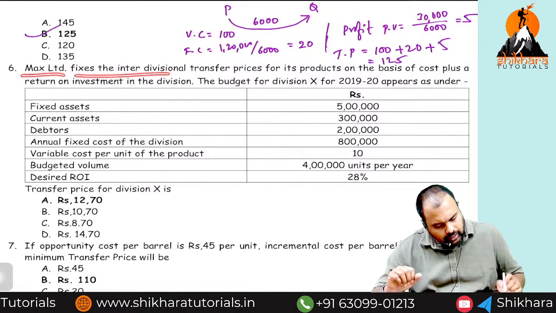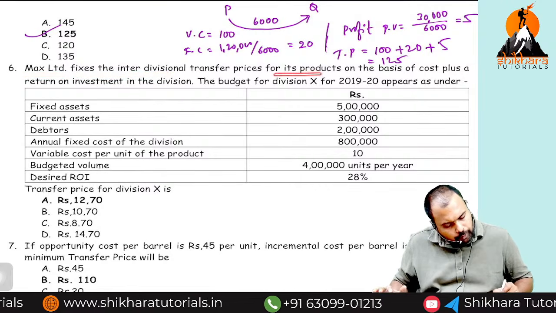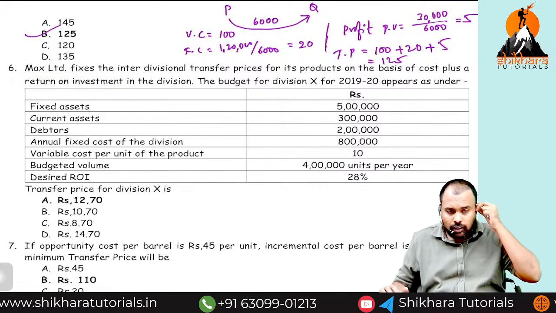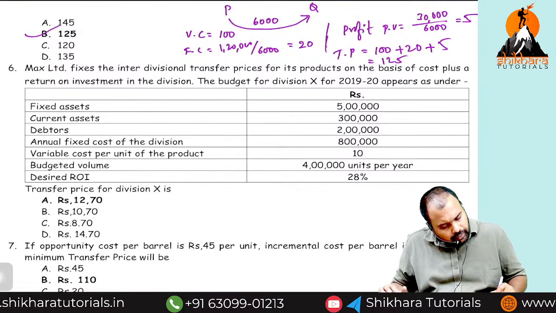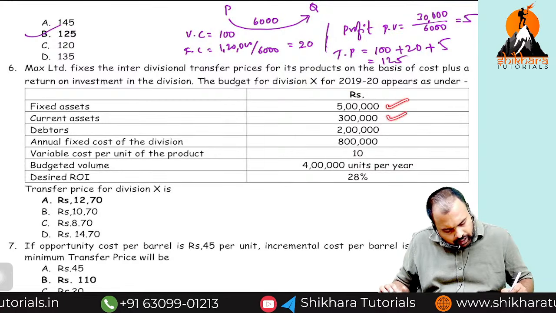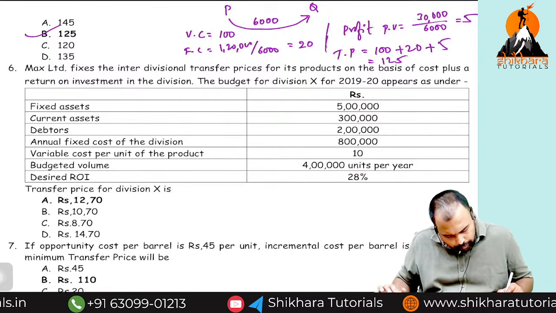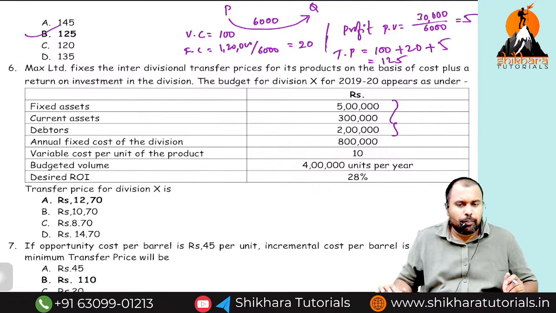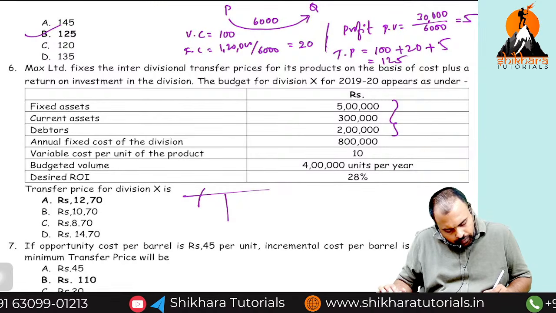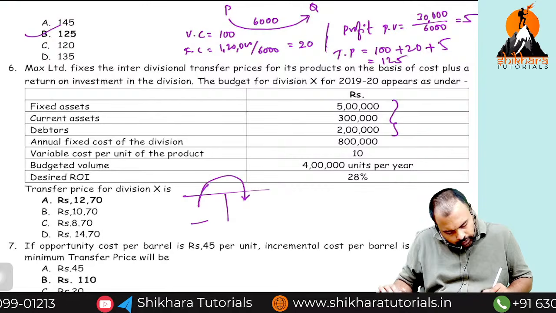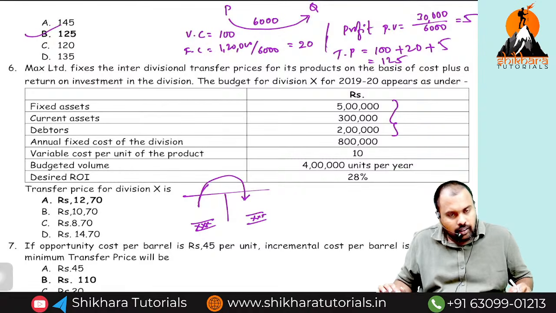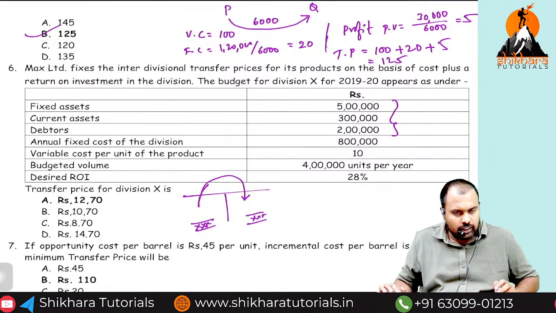Max Limited fixes the internal divisional transfer price for its products on the basis of cost plus ROI. The budget for division X for 2019-20 appears as under. Fixed assets is given, current assets is given, debtors is given. This is nothing but total capital employed. In a balance sheet, there are sources of funds and applications of funds. These two are always equal. Total assets are nothing but total capital employed. The only difference is variable cost is not to be taken.